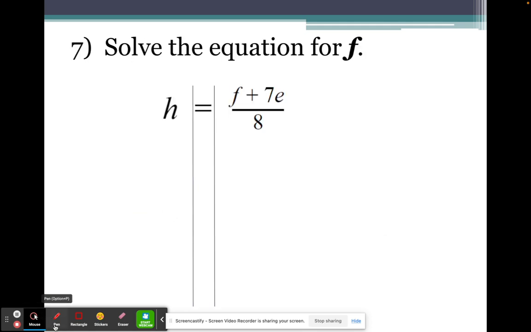Getting done. Almost there. This time I want to solve for F. This time my 7e is closer to my F than the 8. I need to get rid of that 8 first by multiplying both sides by 8. So I have 8h equals F plus 7e.